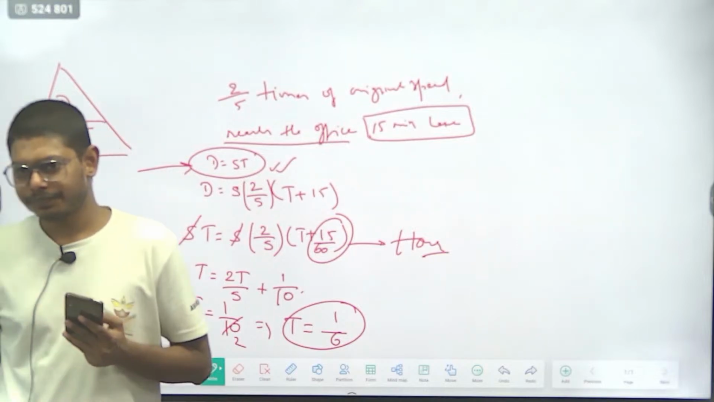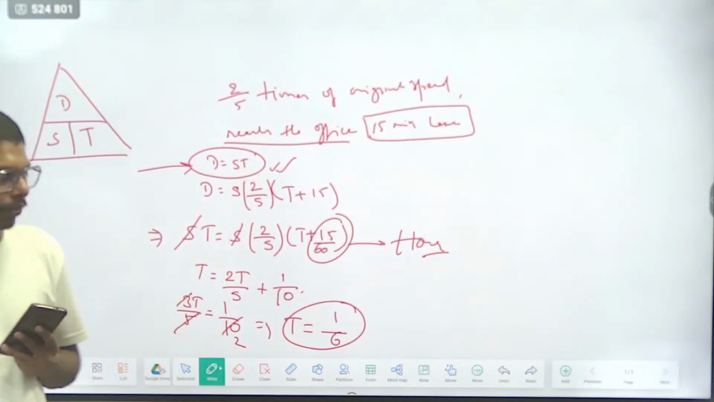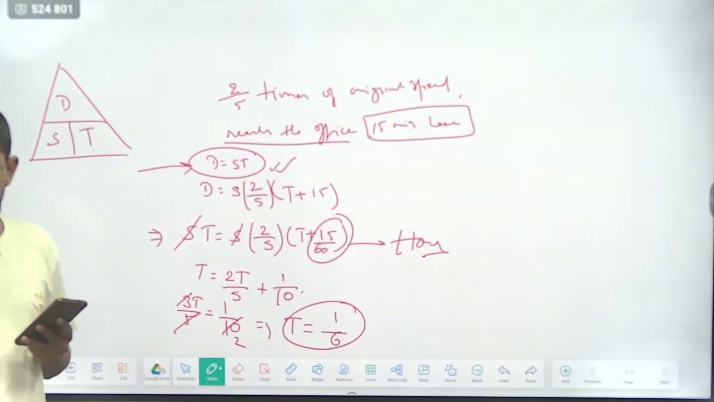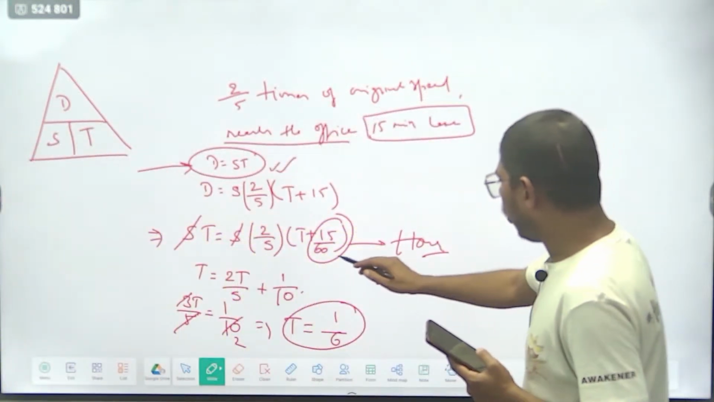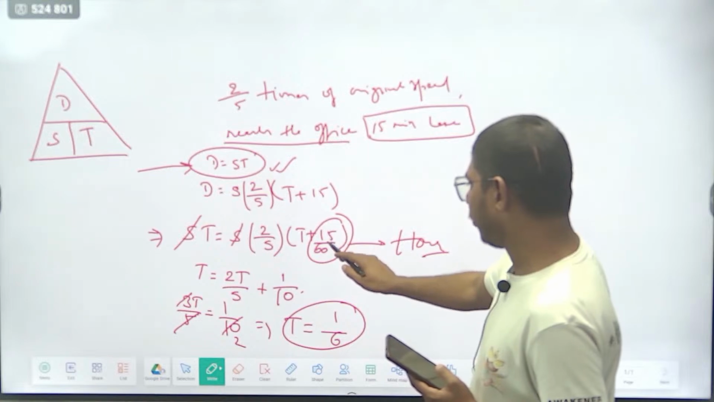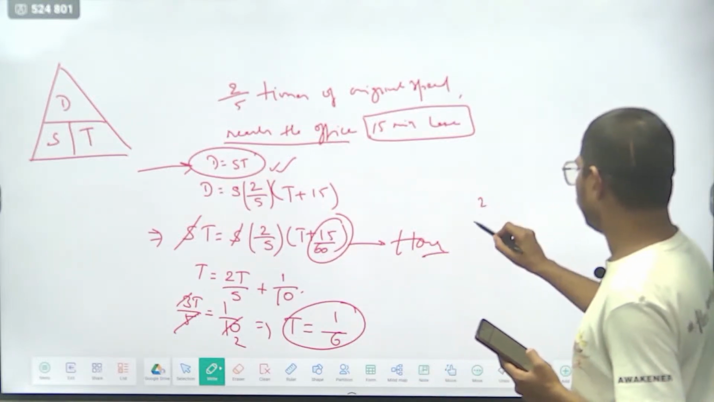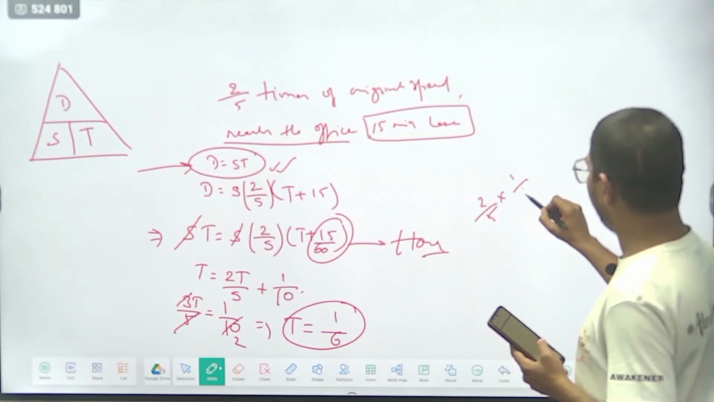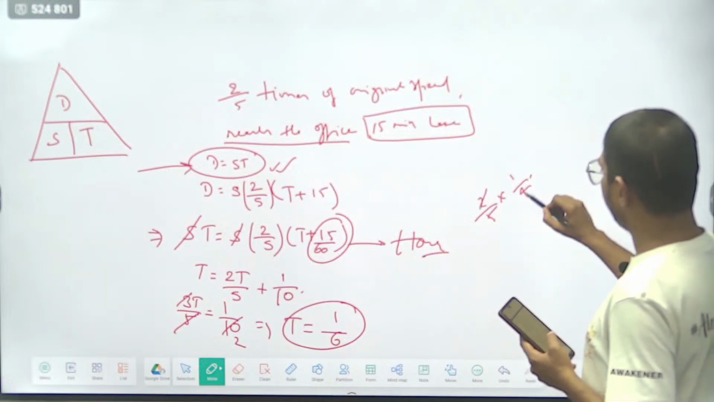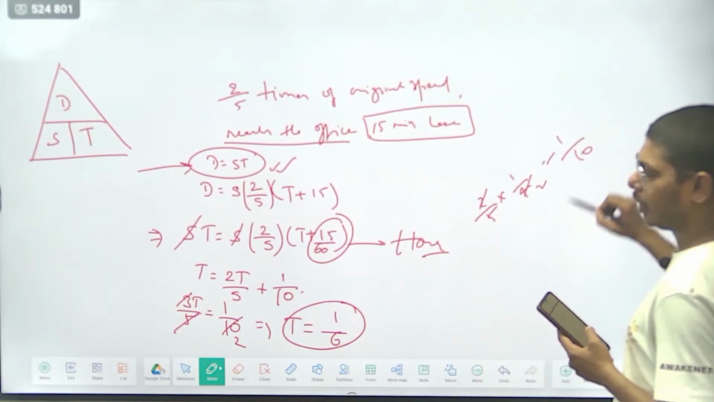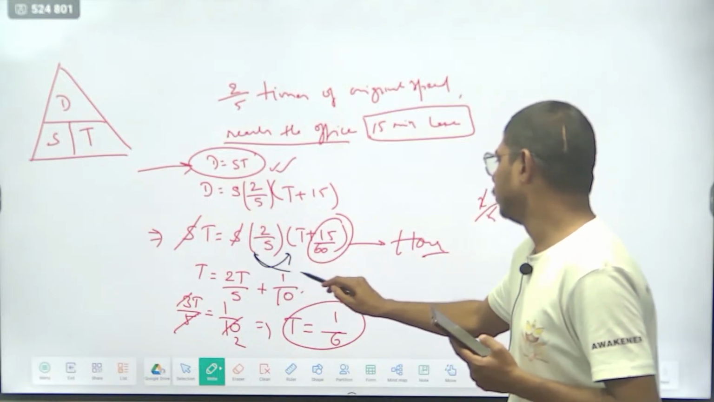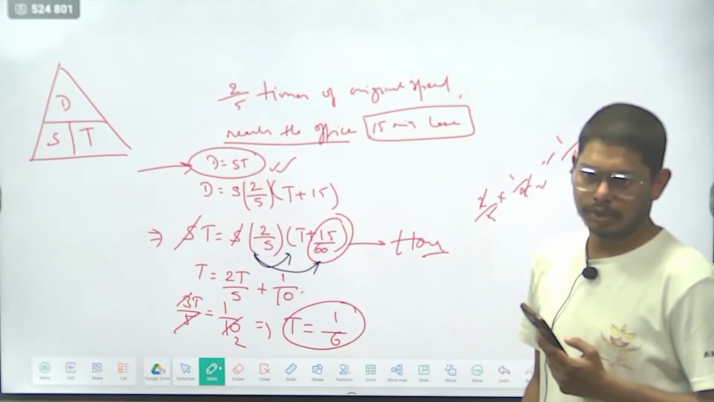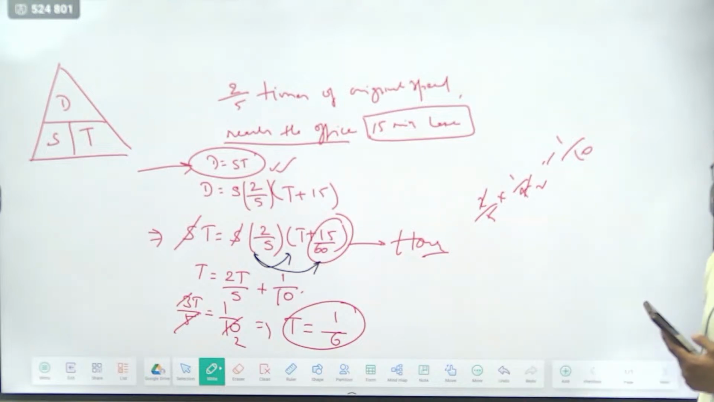Sir, the T plus 15 by 60, how is it being converted to 1 by 10? Over here it is 15 by 60. Is it 1 by 4? 1 by 4. Okay. So 2 by 5 into 1 by 4. This will go 2 times. This will go 1 by 10. Do this multiplication. So the short form is 1 by 10.